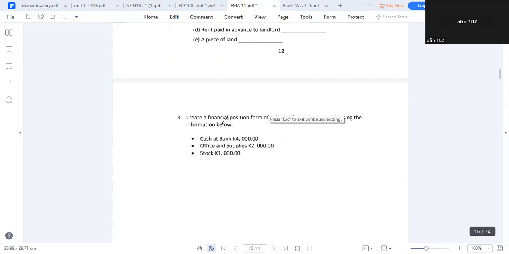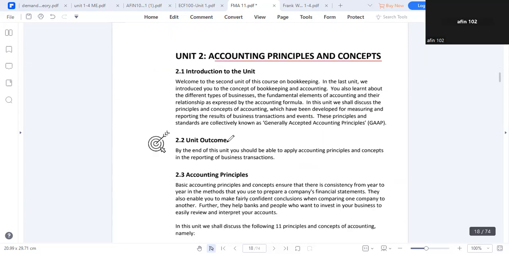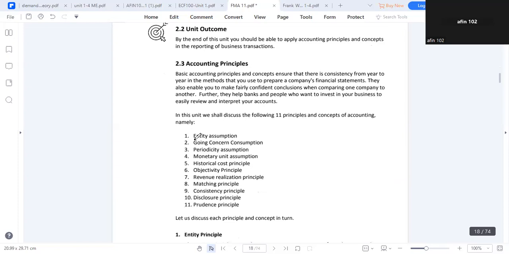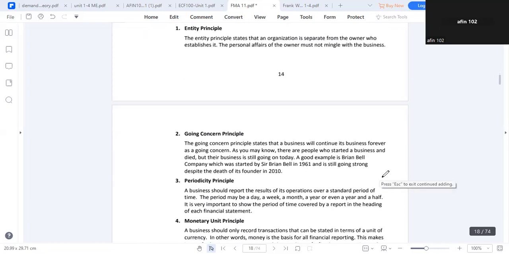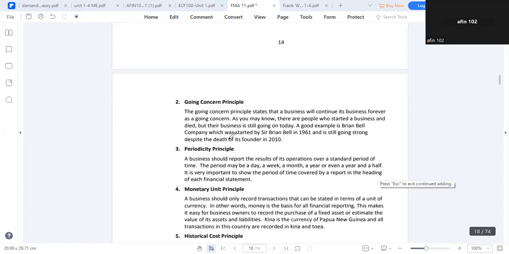In the second unit, we're going to look at the principles and concepts. There are 11 accounting principles that we need to know: the entity assumption, going concern, the periodicity assumption, monetary assumption, historical principle, objectivity, revenue realization, matching, consistency, disclosure, and prudence. These are important in our preamble. To start with, the entity principle simply asserts that a business should be separate from its owners, meaning personal affairs must not mingle with the business affairs.